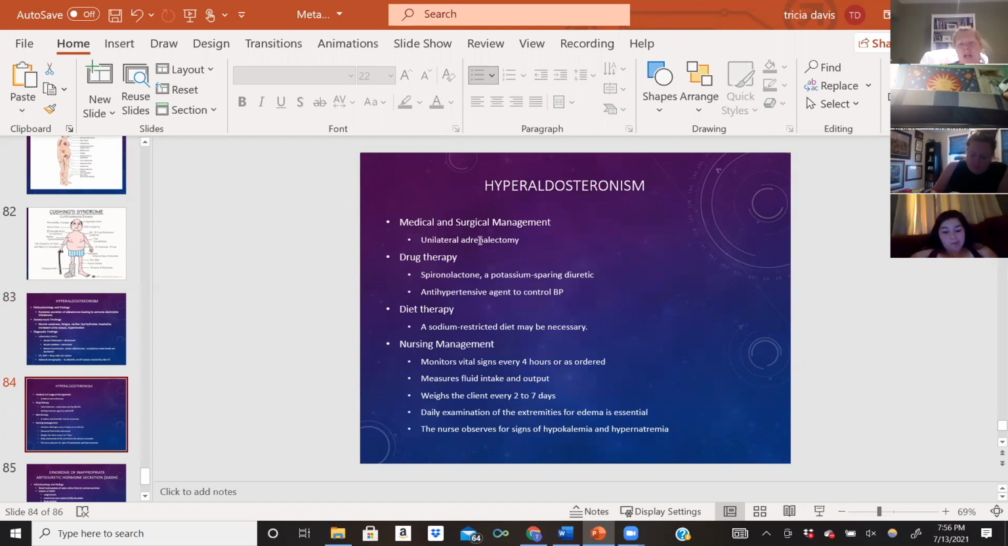So medical and surgical treatment, if they needed surgical management, it might be a unilateral adrenalectomy. Again, it just depends on the circumstances. Drug therapy, we would give spironolactone, which is a potassium-sparing diuretic. And then we would give antihypertensive agents to control blood pressure.